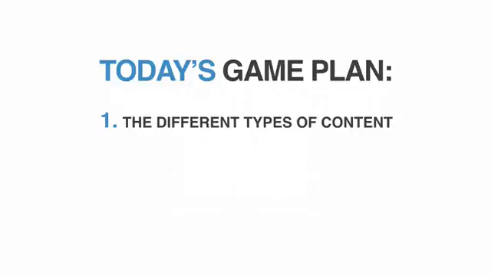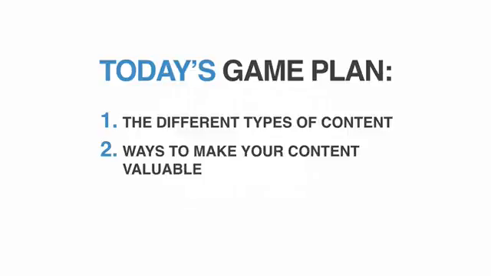So today's game plan, a few things we're going to talk about. We're going to talk about the different types of content. For those of you that are new to this world of publishing and creating regular content online, we're going to dig into what exactly the different types are. We're also going to talk about different ways that you can make your content valuable, because that is the goal of content. If you're just putting stuff up on your website, on your blog, that's not valuable to people, then there's really no reason to do it.